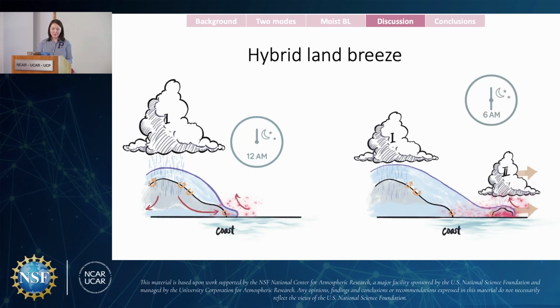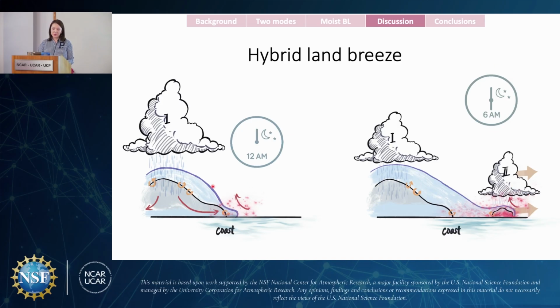The word hybrid here was inspired by my hybrid car. So you can see this means we have a mixing of elements and also mixing of dynamic and thermodynamic forcings. First, there is an elemental mixing of cold pools and classic land breeze. The two panels here show the situation at midnight and also the early morning situation.